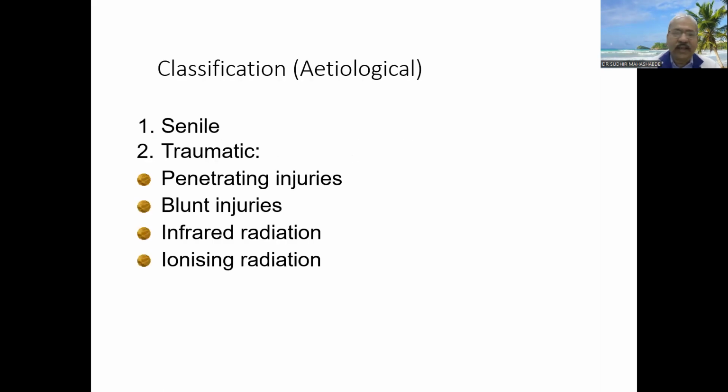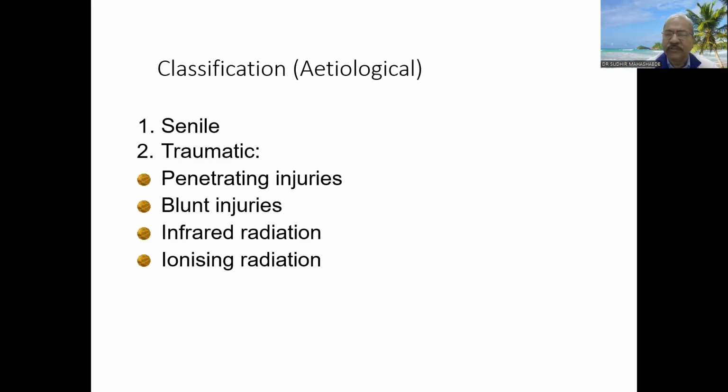Now we can classify the cataract by various methods. One is the age-related cataract, which is the most common cause of cataract. That is the senile cataract. The second cause of cataract is traumatic. It can be a penetrating injury. As I told, if the lens capsule breaks, the aqueous will enter the lens structure and will convert the proteins from soluble to insoluble proteins, and thereby very fast a cataract will be formed.